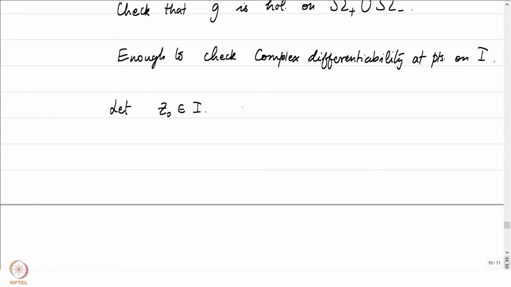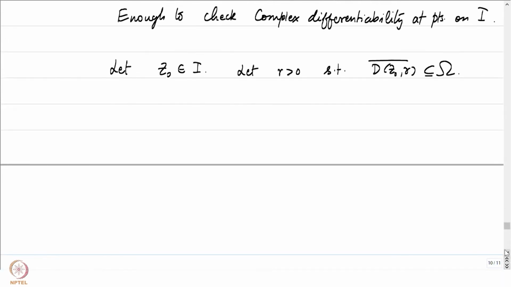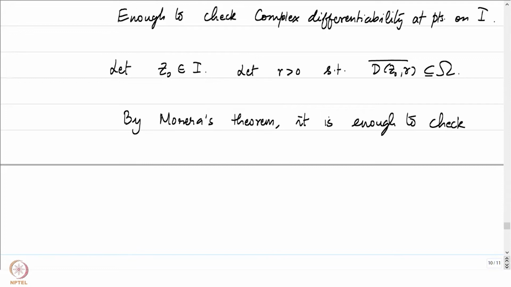So, in order to do that, let R be such that the closed disk D(Z0, R) bar is contained in omega. Suppose we pick an R like this. We will show that G is holomorphic on D(Z0, R), and we will prove that it is holomorphic by Morera's theorem. By Morera's theorem, it is enough to check. So, this is an exercise for you.